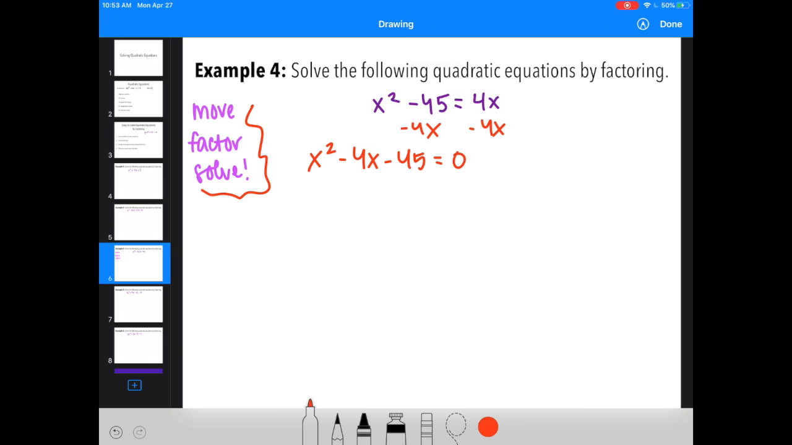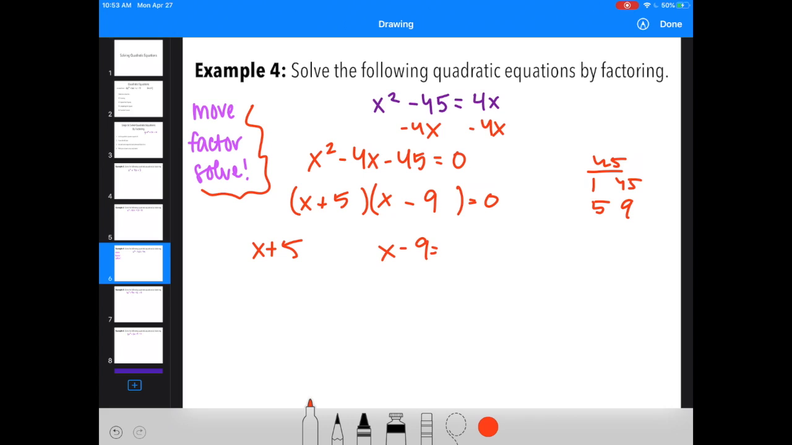Can I solve now? Yes, because all my junk is on my left-hand side, and I can factor. I am going to have to figure out what adds together to equal -4, but multiplies together to equal -45. So my multiples of 45 are 1 and 45, 5 and 9. Are 5 and 9 promising? Yeah, because 5 minus 9 equals -4. And one of those has to be negative to give me -45. So I'm going to have x plus 5, x minus 9 equal to 0.